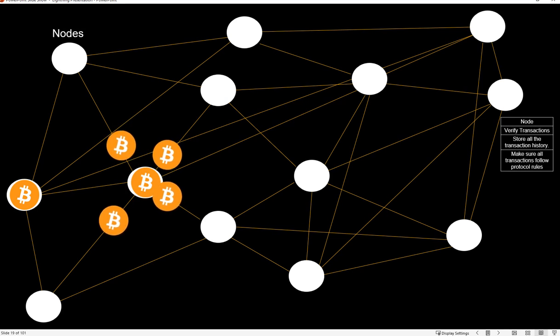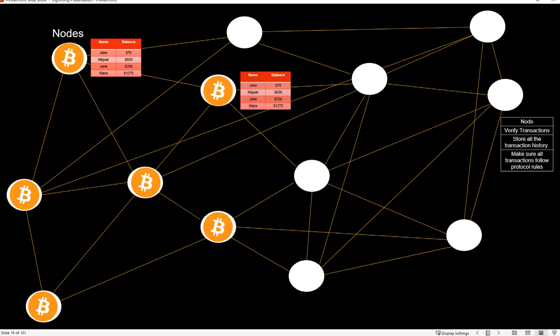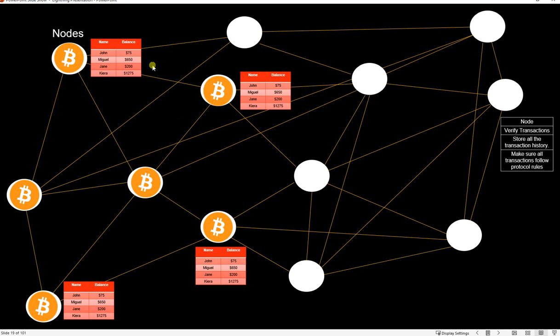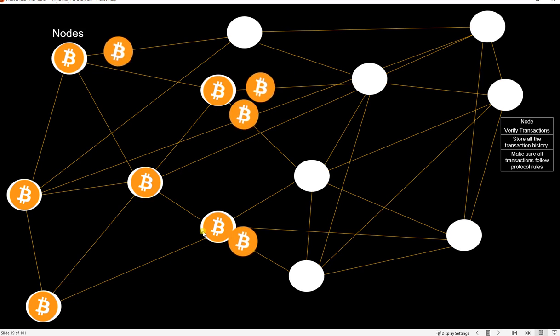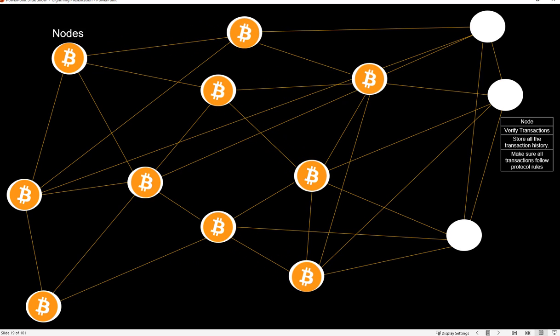And then he shares that with everyone that he's connected to. And guess what? They all update their balances, and then they spread it out further, and they all update their balances, and it propagates through the network across the world. Whether or not you know how the internet works, it's just interconnected computers, and they all do the same thing. They're all verifying the transactions, storing the transaction history, and making sure they're following the rules so that nobody can cheat.